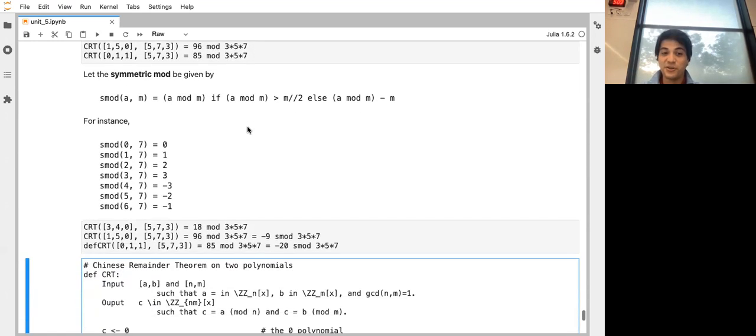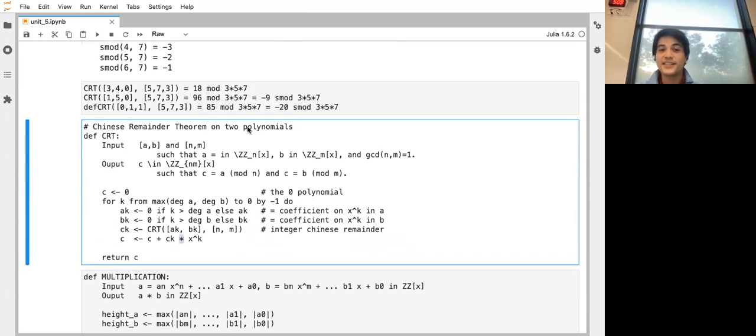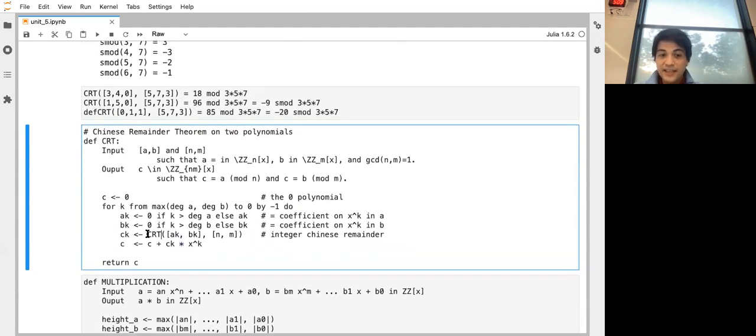So the first thing you're going to have to do is implement some type of integer Chinese remainder. Now this actually may exist in Julia, but I also gave you the pseudocode to actually do the Chinese remainder theorem on integers. Yes, sir. I actually have a question on that.